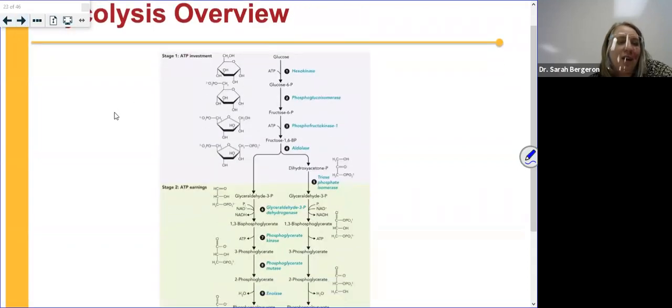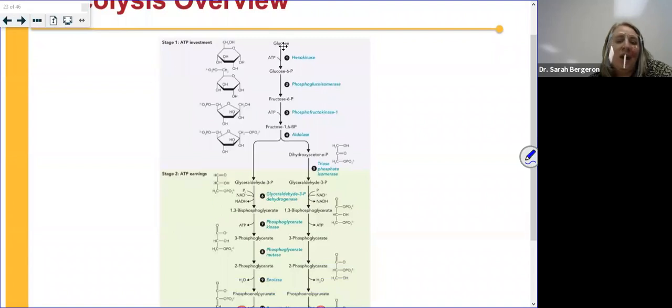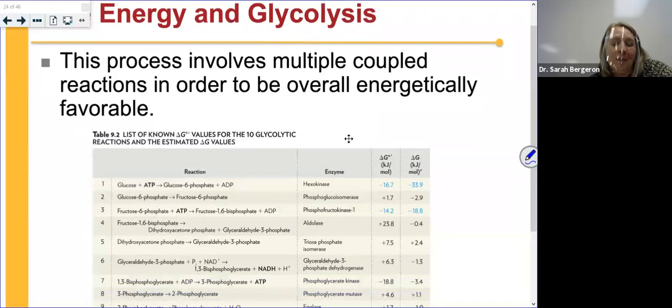All right, so here's kind of our glycolysis overview, and we're going to take it step by step and go through each and see why each step is important. But I thought this was a really nice diagram for y'all because it shows the molecule and it shows what happens as you go through. Okay, so we're going to take it step by step.